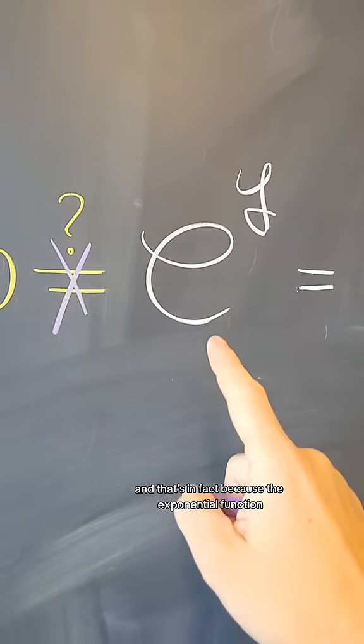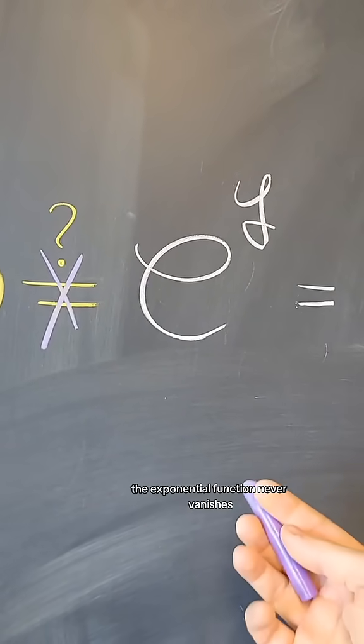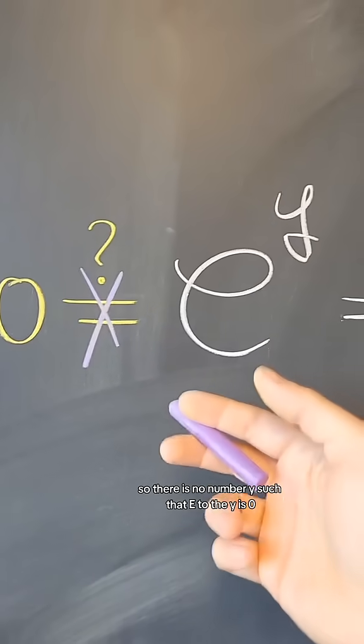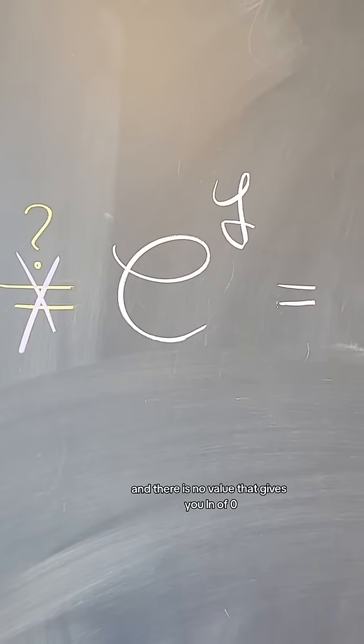And that's in fact because the complex valued exponential function never vanishes. So there is no number y such that e to the y is 0, and there is no value that gives you ln of 0.